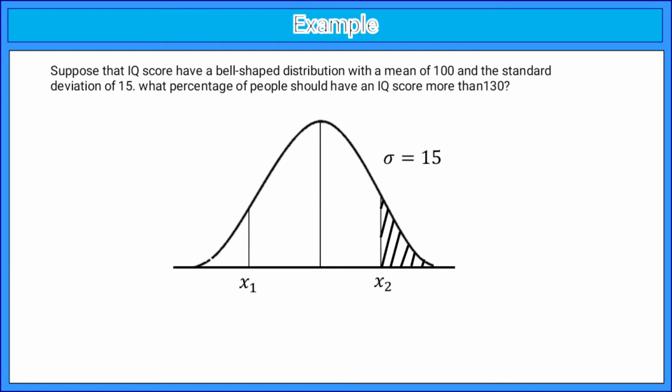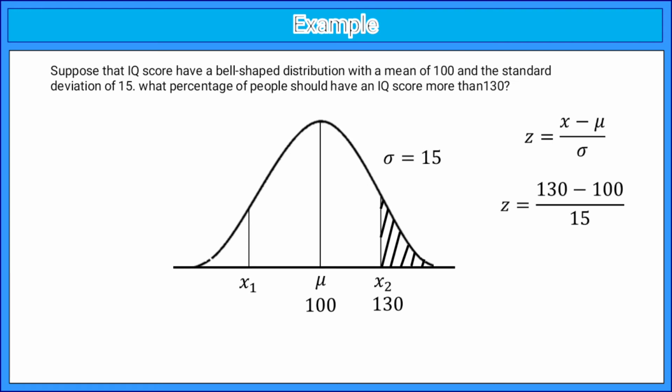Our standard deviation is 15, our x sub 2 is 130, and our mean is 100. It's okay if we don't have any value for x sub 1. Let us compute using the formula for z-score with the raw score of 130. So z equals x minus the mean over standard deviation. We have 130 minus 100 divided by 15. 130 minus 100 is 30, divided by 15 is 2.00.